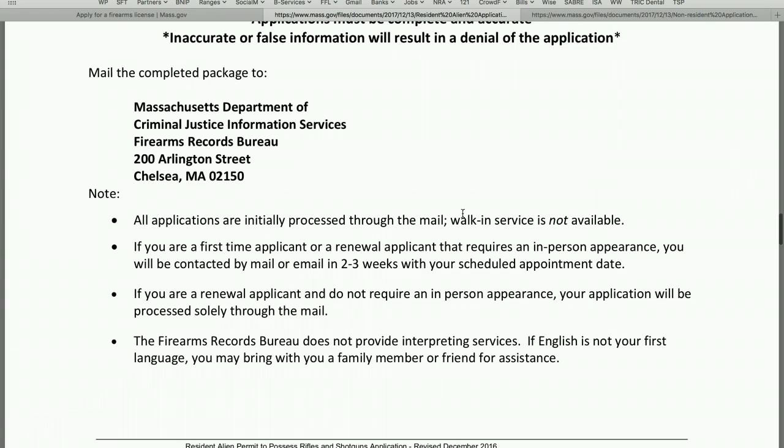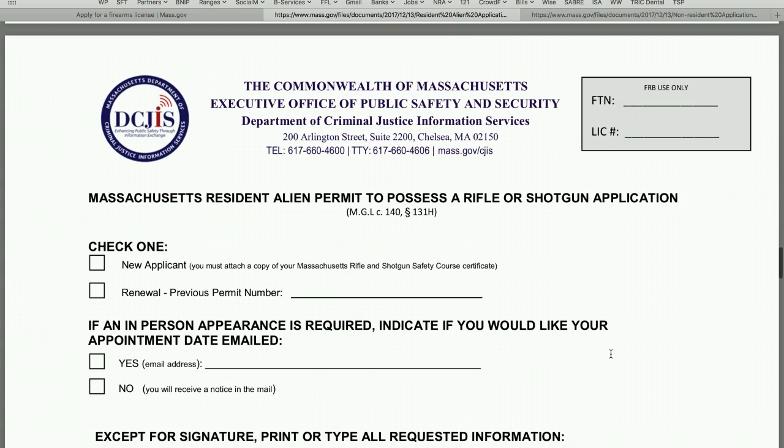So I think there's a key thing right here. Walk-in service is not available, so that's one thing to know. You can go there and ask questions if you want, but don't show up the day that your license is expiring and say, "Hey, man, I need to renew my stuff," because there's a high probability you're not gonna get it. And there's a cool thing right here. If English is not your first language, you may bring a family member or friend for that. So feel free to bring somebody to help you.